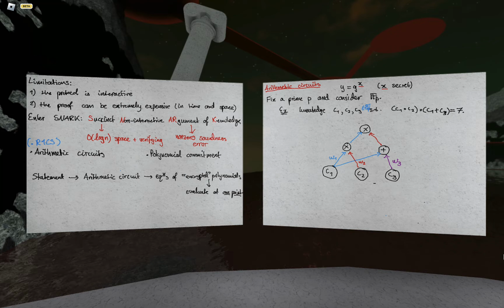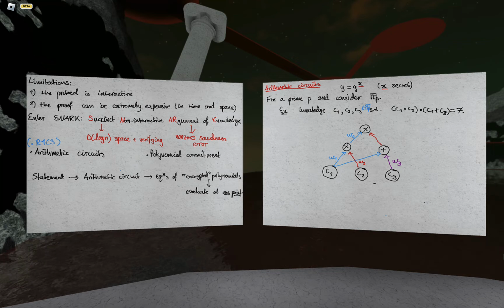Now, I have a multiplication at the top, so this is going to be wire W4. That's equal to C1 times C2. And both for reasons of efficiency and also the construction, remember we want to turn this somehow into polynomials, we're actually going to sort of pretend that addition gates don't exist, okay?